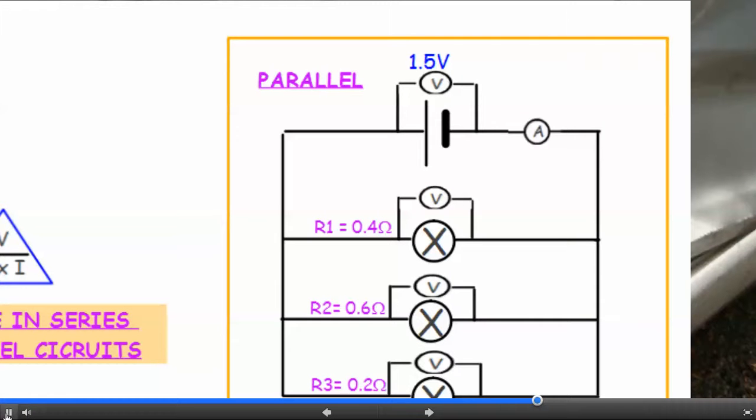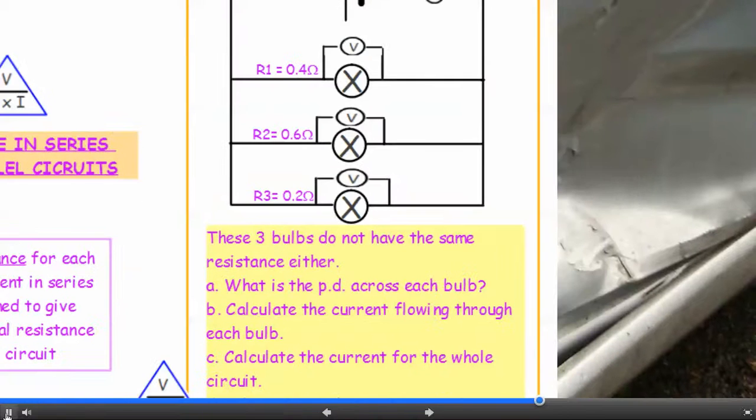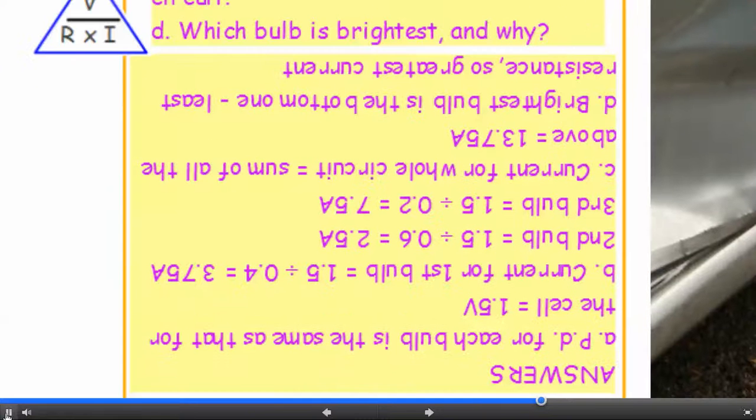Resistance in parallel. Now, these 3 bulbs don't have the same resistance either. So what's the PD across each bulb? Calculate the current flowing through each bulb, calculate the current for the whole circuit, and then try and work out which bulb is brightest and why. So use your correct equation. So pause the video and do all your calculations, and then you can check your answers using the answers here.